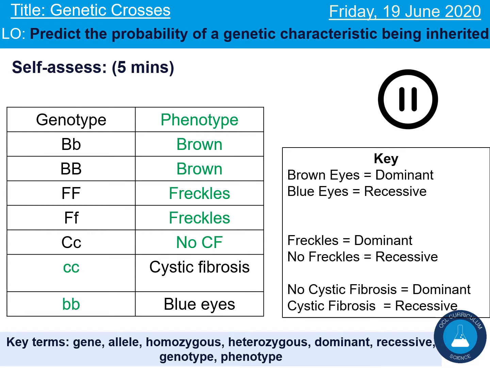You can now review your work using the answers on the screen to see if you managed to identify the 5 different phenotypes or characteristics and the 2 different genotypes. Pause the video now and press play again when you're ready to move on.